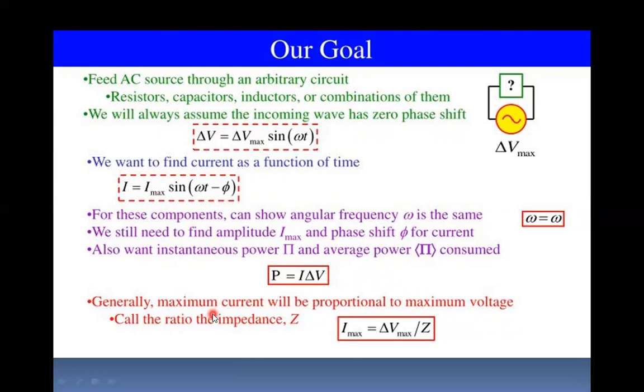We will also find out the power value. Power is nothing but the product of voltage and current. Generally, maximum current will be proportional to the maximum voltage, and as per Ohm's law, V is equal to IR, so R will be equal to V by I. So Z is nothing but V by I, or I max will be equal to V max by Z. Z is here an impedance.